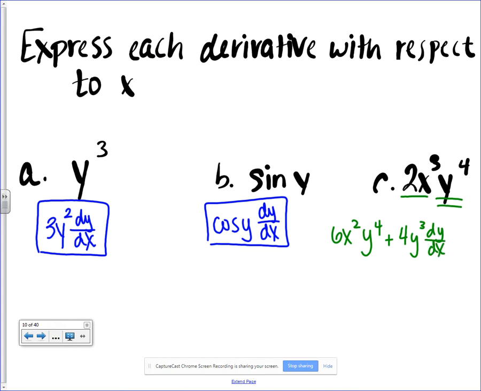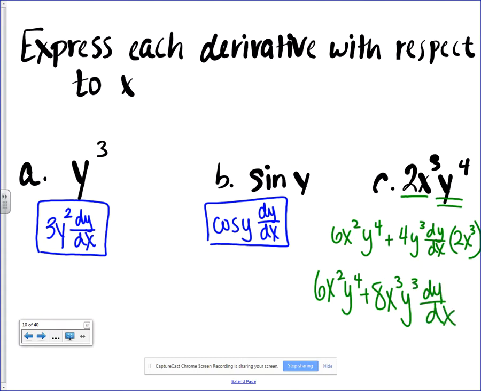But remember, the product rule says you take the derivative of the second times the first. So we can't forget to put that in there. And now we're just going to write this a little bit nicer. Alphabetical order. And then the dy dx is going to go on the end. This is something that we're going to use a lot at the end of the school year, so I just wanted to give you a little bit of a taste of it.